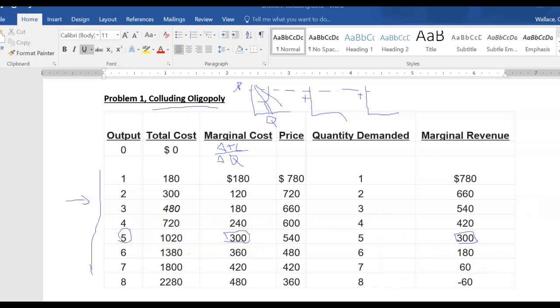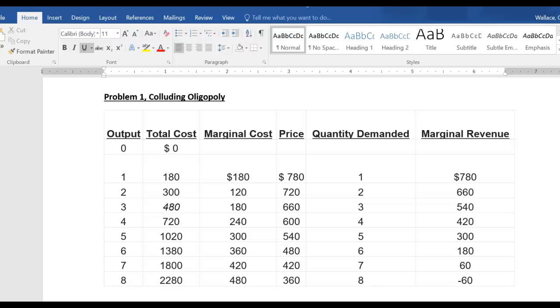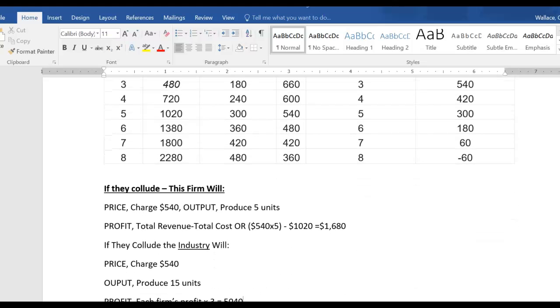So if I were to scroll down here, I'm going to turn off that and go down here. Let's see if I can do that. If I go down here, you can see that if the price is $540, the output is 5. Okay, so we'll note that. We're also going to note that if we look at the total revenue minus total cost, okay, 540 times 5 minus 1020, this should be the profit for each firm in this collusive oligopoly.